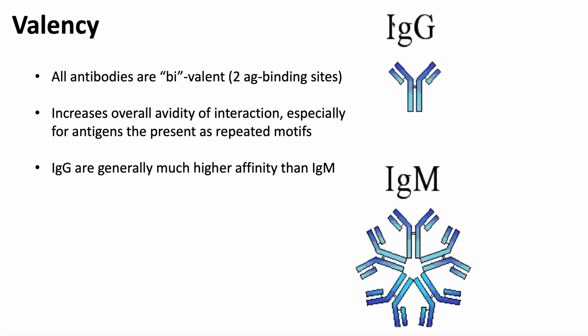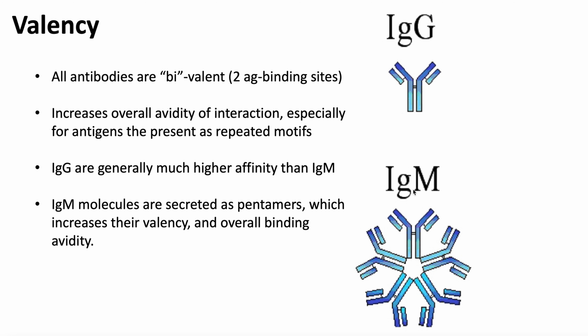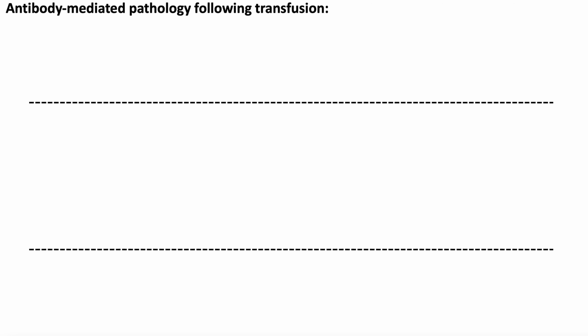So IgG are much higher affinity than IgM antibodies, but IgM antibodies can make up for this a little bit because they're secreted as pentamers and therefore have 10 antigen binding sites. This can particularly help them to bind antigens that are present as repeated motifs.